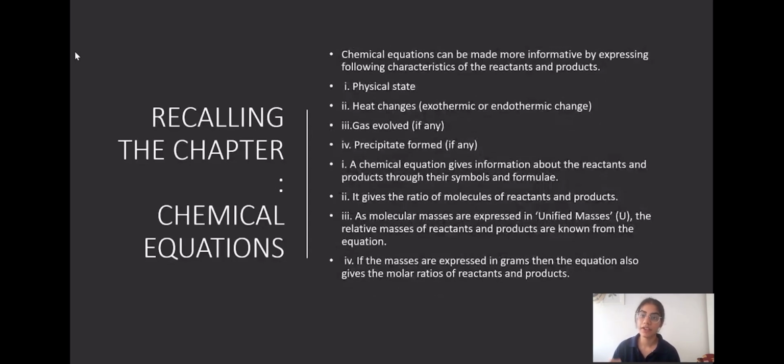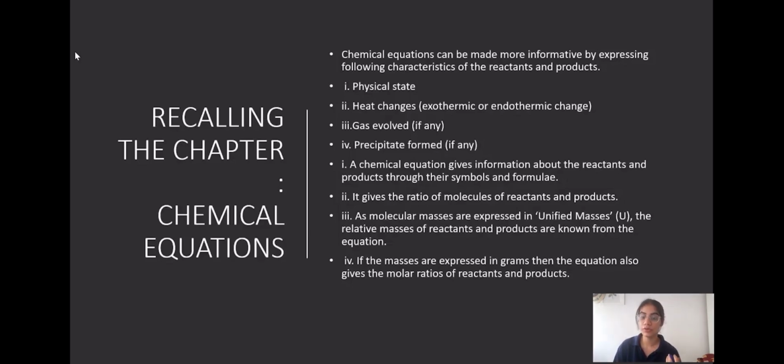After we have balanced an equation, we can make this chemical equation more informative by expressing some different characteristics of the reactants and products. One of them is physical state, whether it's a solid, liquid, or a gas. We can express heat changes, meaning we can express whether the reaction that just took place was an exothermic reaction or an endothermic reaction. We can express from an upward arrow whether a gas was evolved. We can express through a downward arrow whether a precipitate was formed.